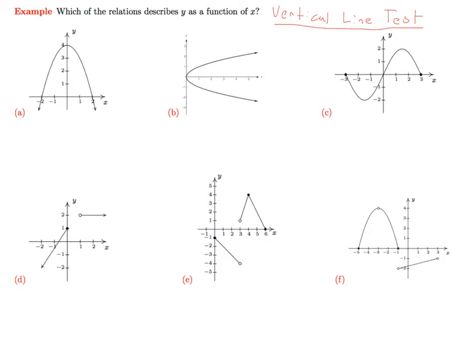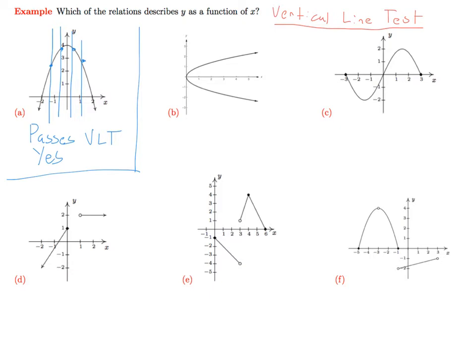And let's think about all of the vertical lines that we can draw. Notice each of these vertical lines that I'm drawing in blue intersect the graph at most one time. So this passes the vertical line test. I'm going to call that VLT. So yes, this does describe y as a function of x.